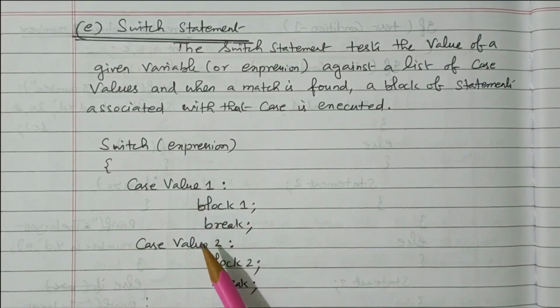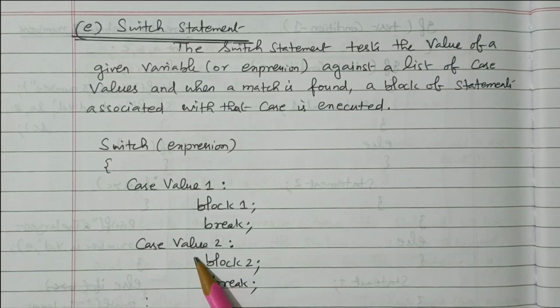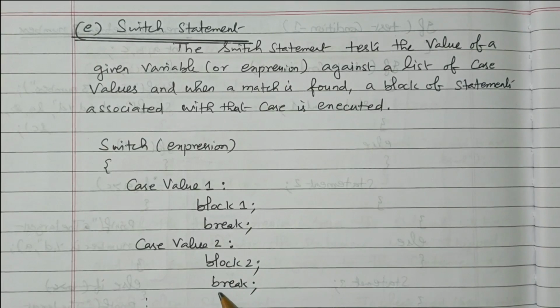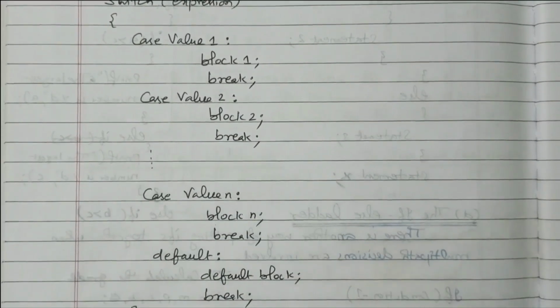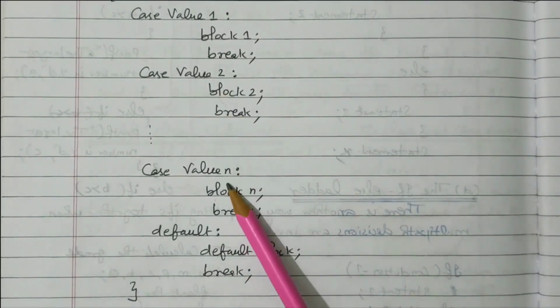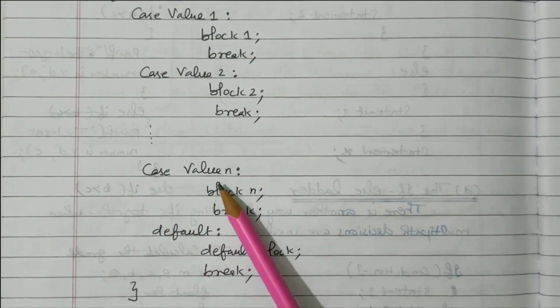Suppose value 1 is not matching, it will go to value 2. If value 2 is matching, then block 2, the set of statements under value 2, will be executed. Then break the process, because after executing we need to break, otherwise it will continue. There is no need to continue, so we break. Like that, there are n possible values, so case value 1, 2 up to n. All possible values we can give as case values.